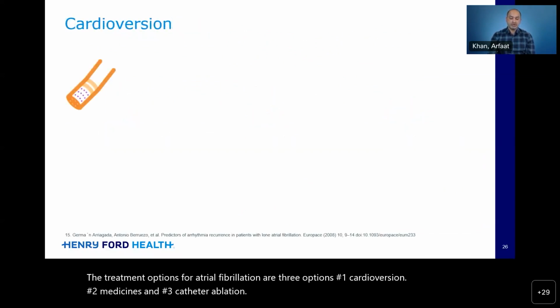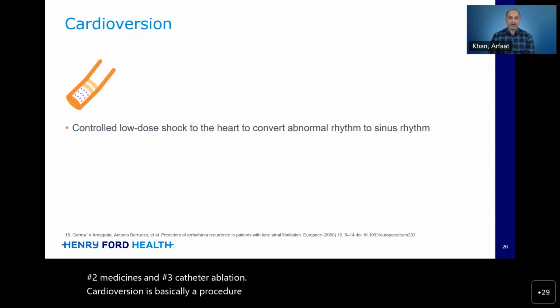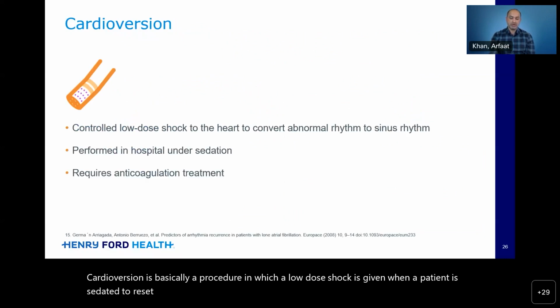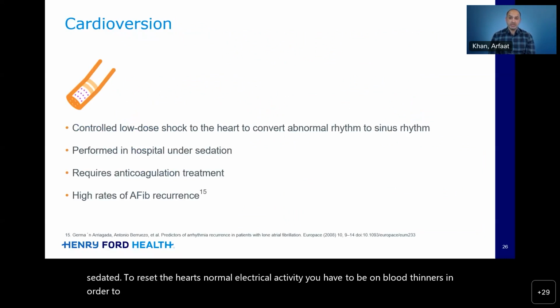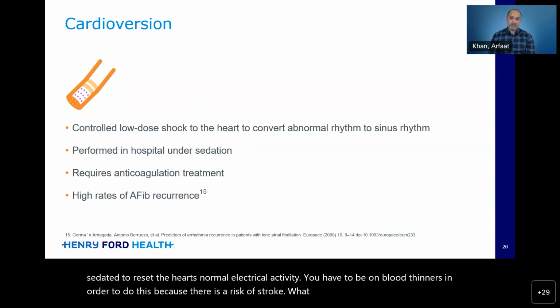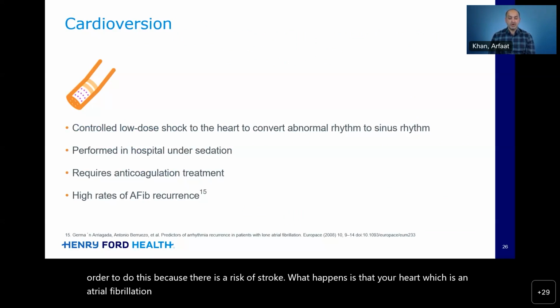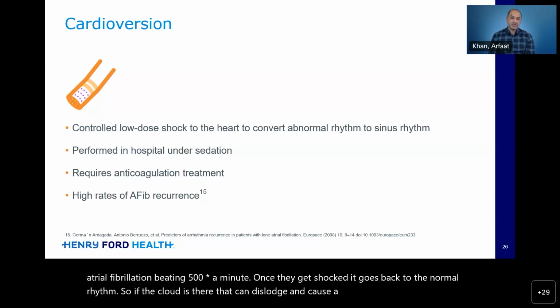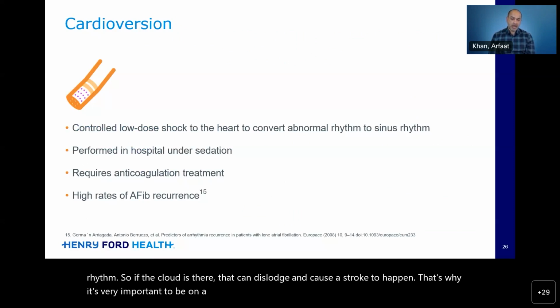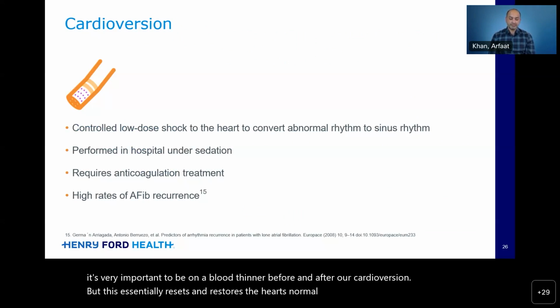Cardioversion is basically a procedure in which a low-dose shock is given when a patient is sedated to reset the heart's normal electrical activity. You have to be on blood thinners in order to do this because there is a risk of stroke. What happens is that your heart, which is in atrial fibrillation and beating 500 times a minute, once it gets shocked, it goes back to normal rhythm. So if a clot is there, it can dislodge and cause a stroke. That's why it's very important to be on a blood thinner before and actually after a cardioversion. But this essentially resets and restores the heart's normal electrical system.